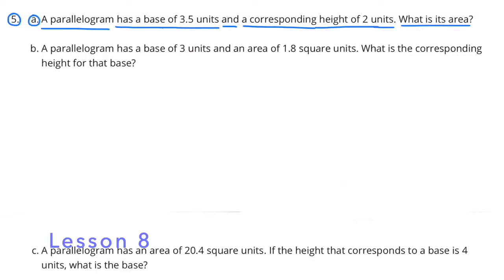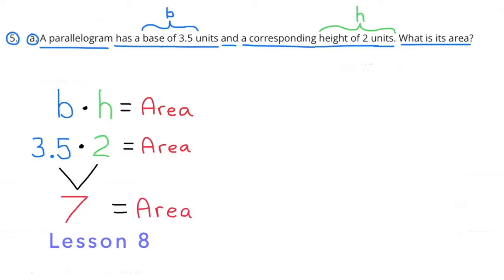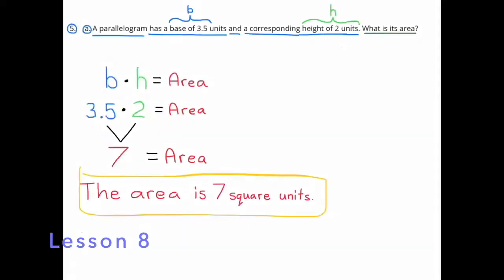Number 5. A parallelogram has a base of 3 5/10 units and a corresponding height of 2 units. What is its area? Again, to find the area, we need to multiply the base times the height. 3 5/10 times 2 will equal the area. 3 5/10 times 2 is 7. So the area would be 7 square units.